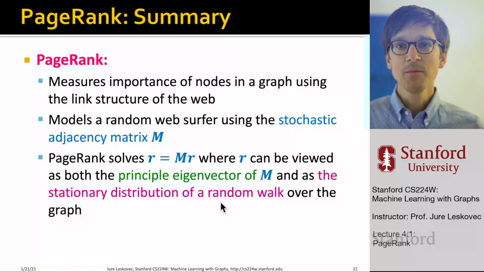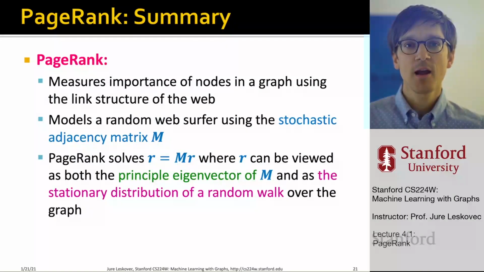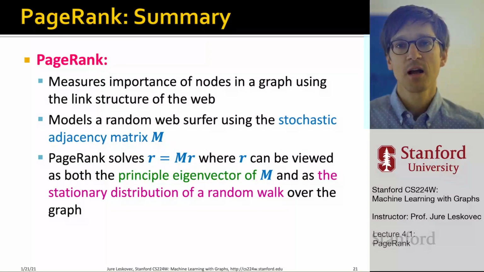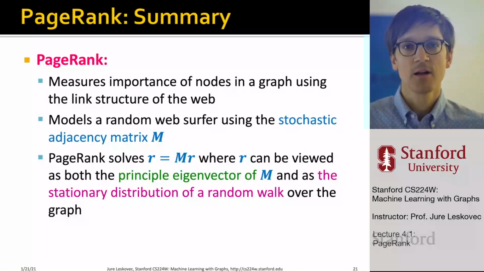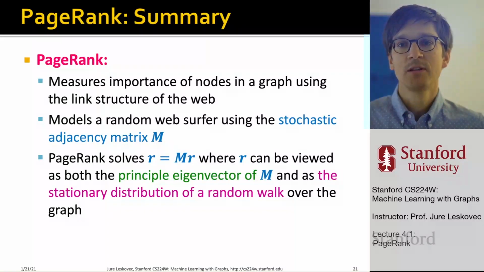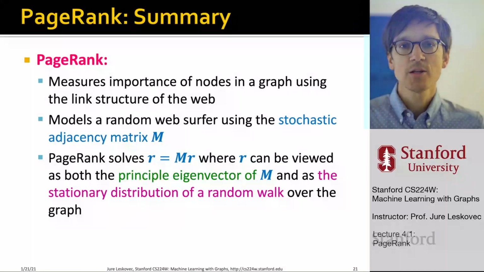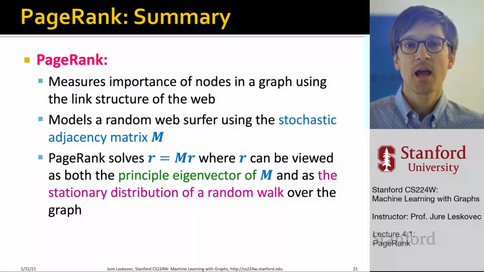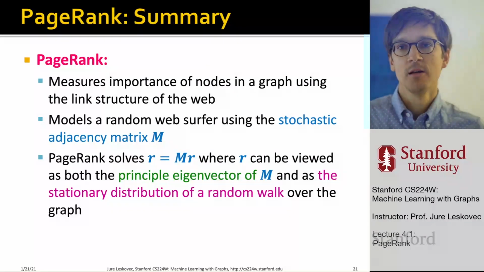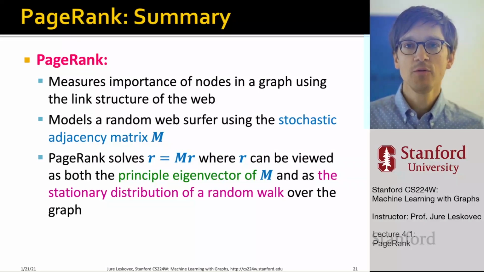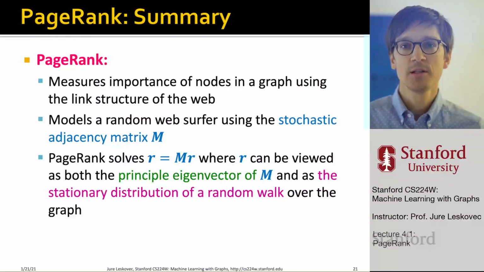So let me summarize what we learned so far. We defined this notion of PageRank that measures the importance of nodes in a graph using the link structure of the graph. We talked today about directed graphs. PageRank models a random web surfer using this stochastic adjacency matrix M, and this random web surfer basically resides at a page, picks an outlink at random and makes a transition.